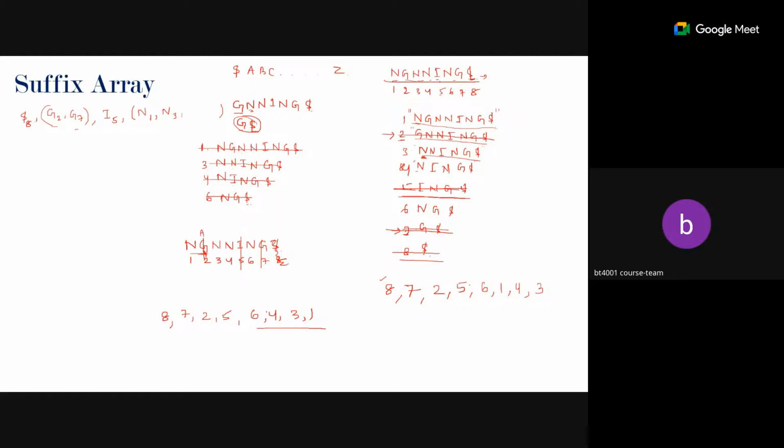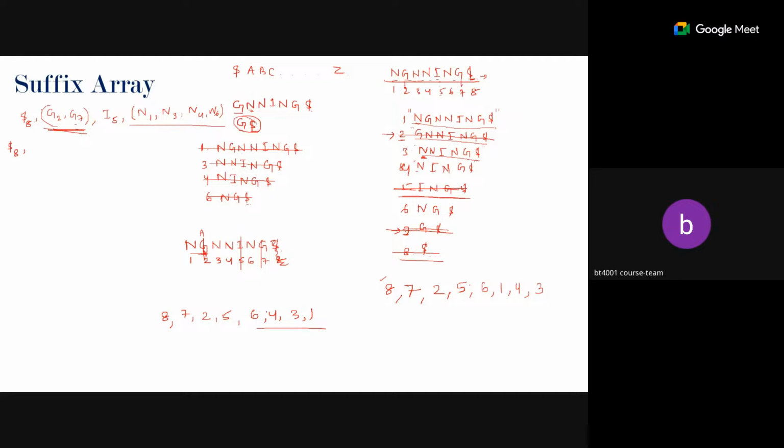So we have N1, N3, N4, and N6. What you just need to do is, for each of these sets, go to the second character, the character following it. We have $8 over here. Then we have G2 and G7, so we'll go to G2 and G7.